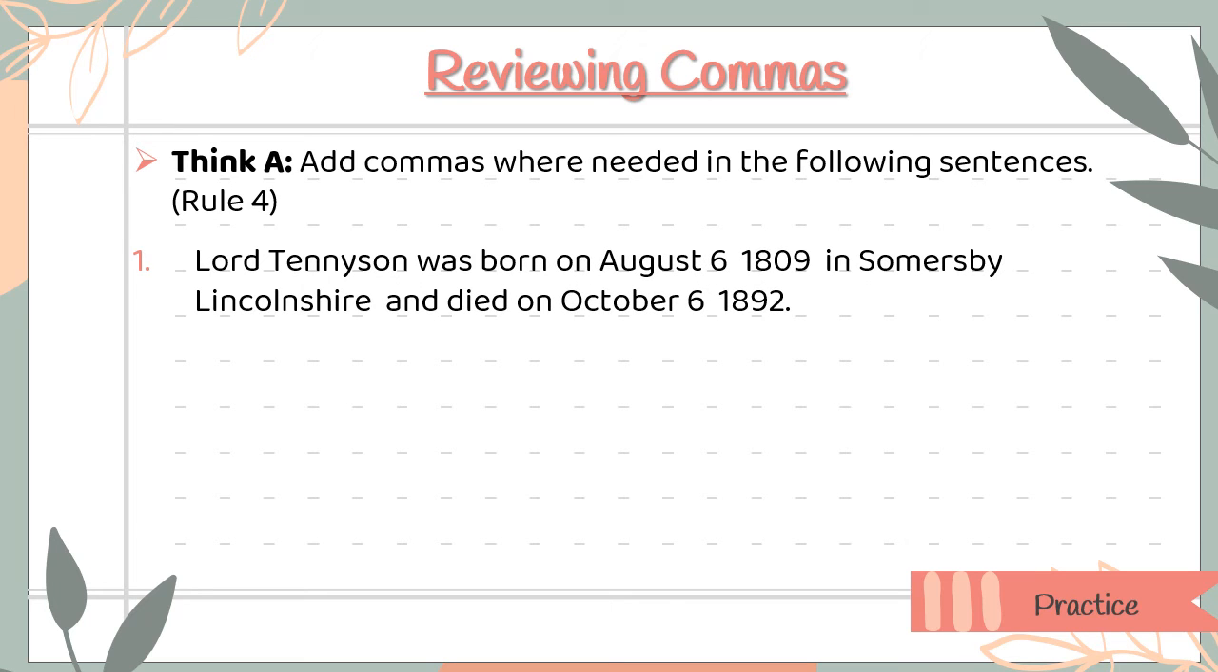Lord Tennyson was born on August 6, 1809 in Somersby, Lincolnshire, and died on October 6, 1892. Okay, so we see we have two dates, August 6, 1809 and October 6, 1892. Then we have an address. It's not an address with like a street number and a house number, but we have a city and we have a region. So where do our commas go? Give you a hint, you have 5. Go ahead and fill this out on your paper, and we will check it.